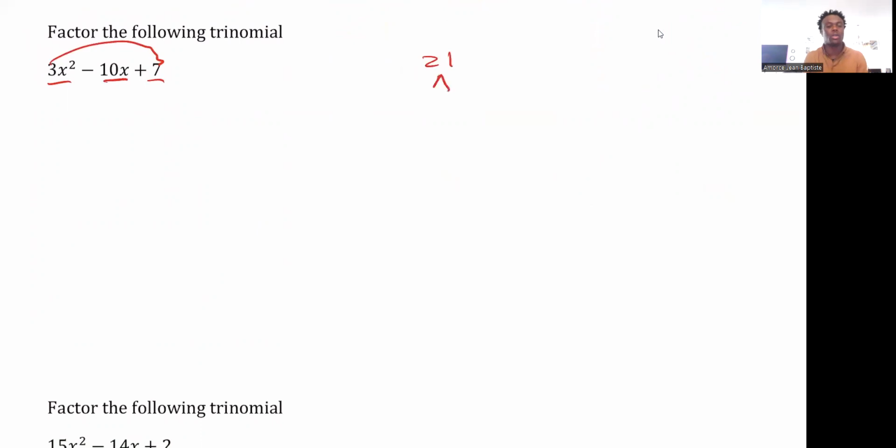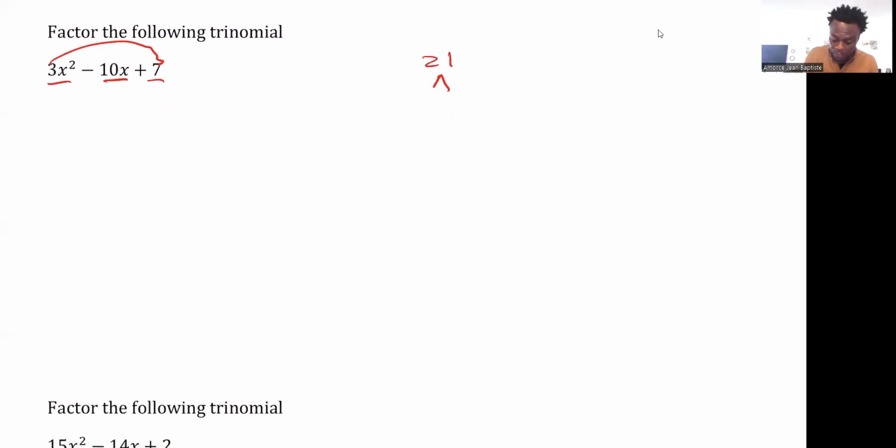21, we need two factors of 21 that add up to negative 10. You see how the 21 is positive, but the sum we're looking for is negative. So the factors need to be negative. Sometimes both of them, sometimes one of them. Let's see what we can get from 21 that add up to 10. I'm going to try, right? Some of the numbers, you need to play with the multiplication and the numbers.